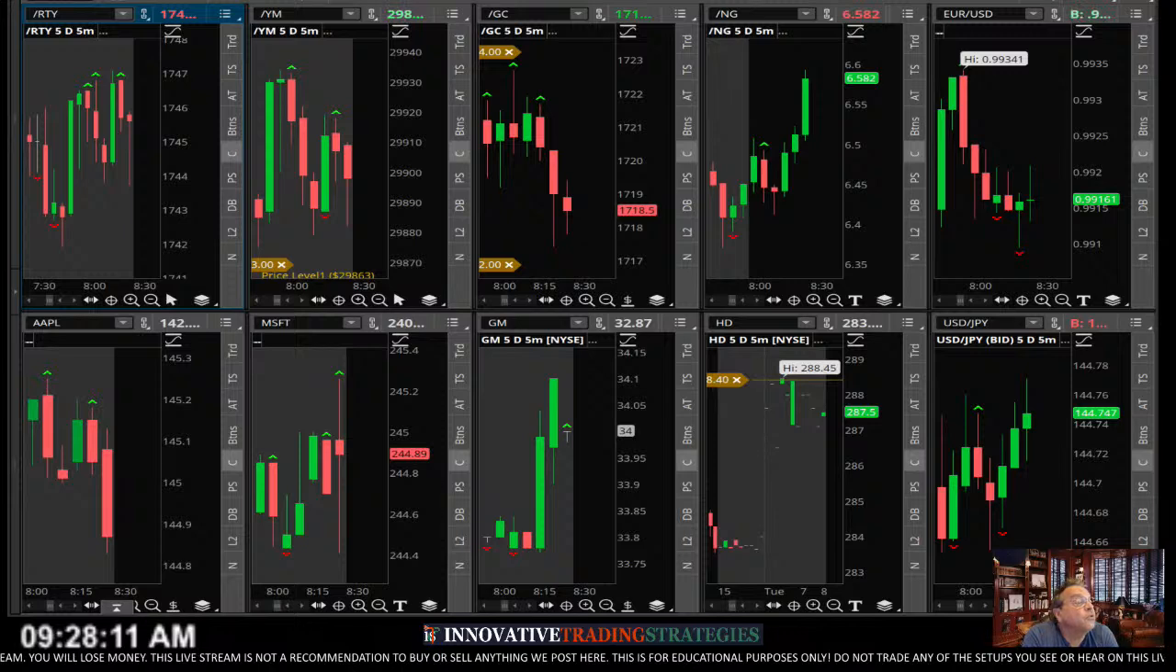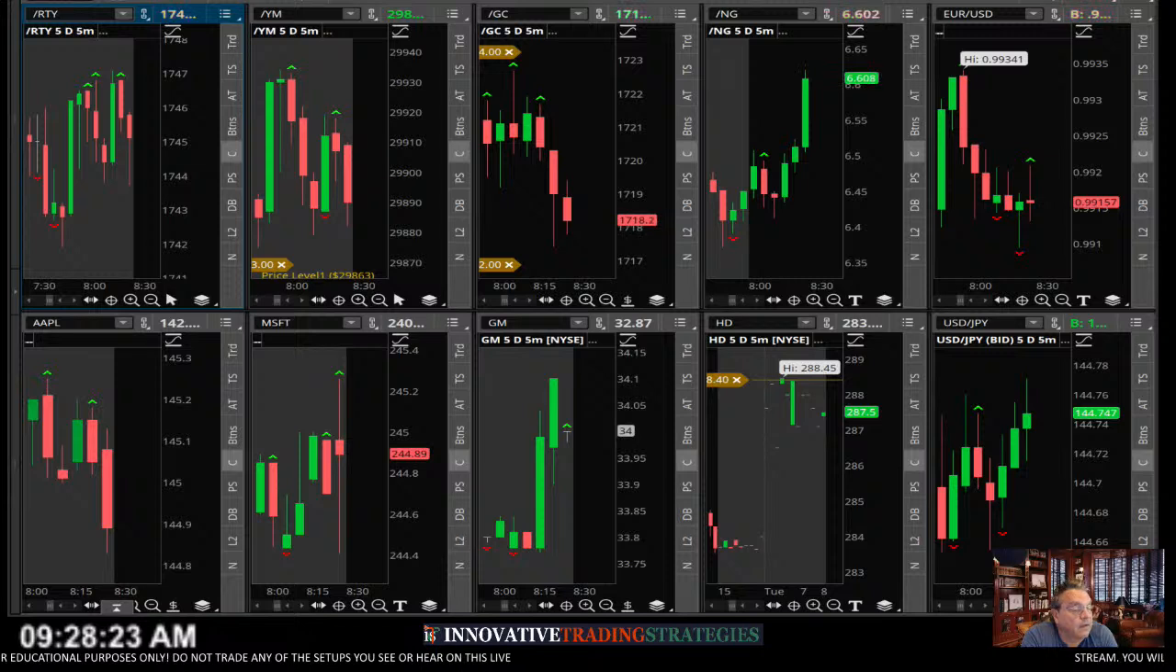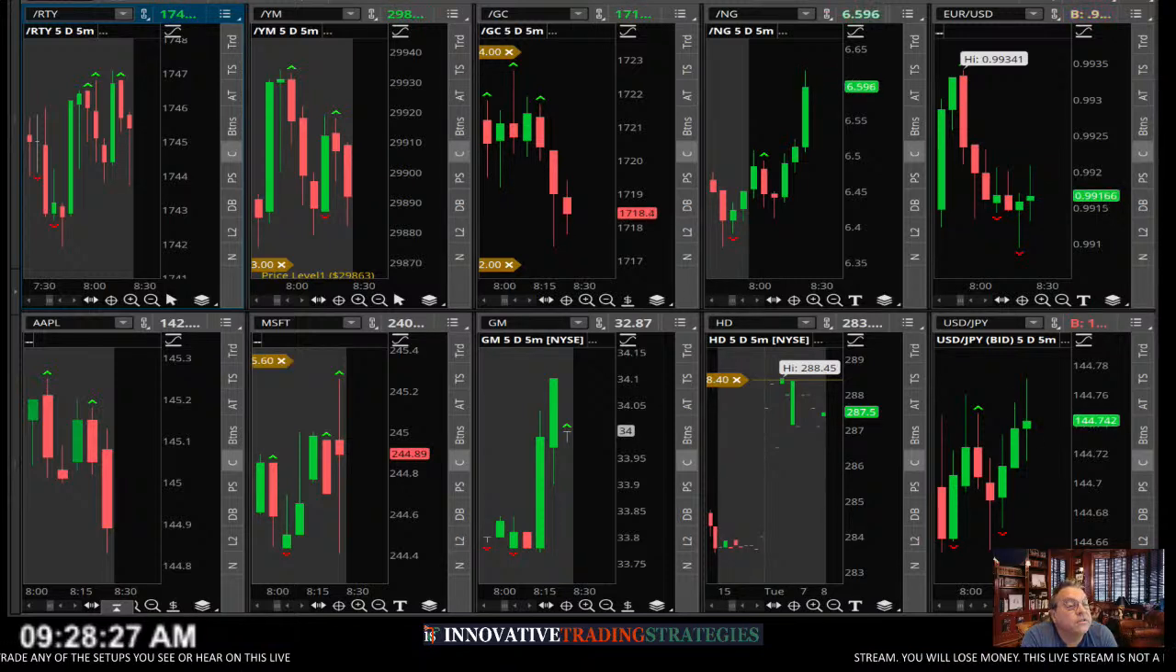Could have a nice entry also on Microsoft. Let's watch the 245.60 level, 245.60. That would set up a nice HF1 buy on Microsoft. 245.60, watch that.